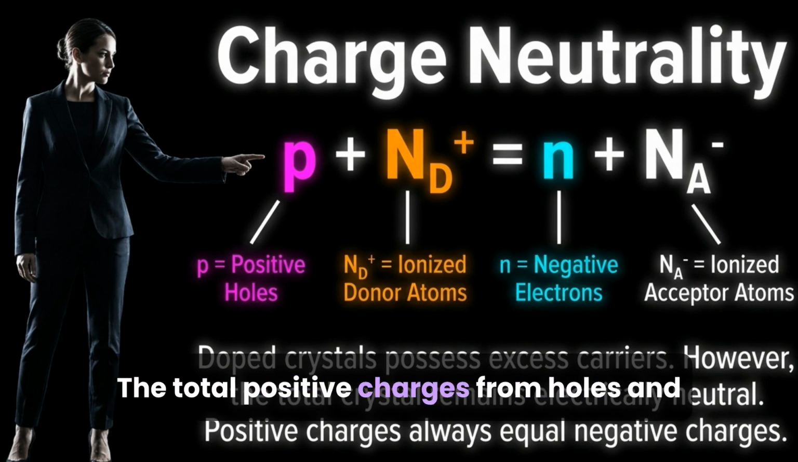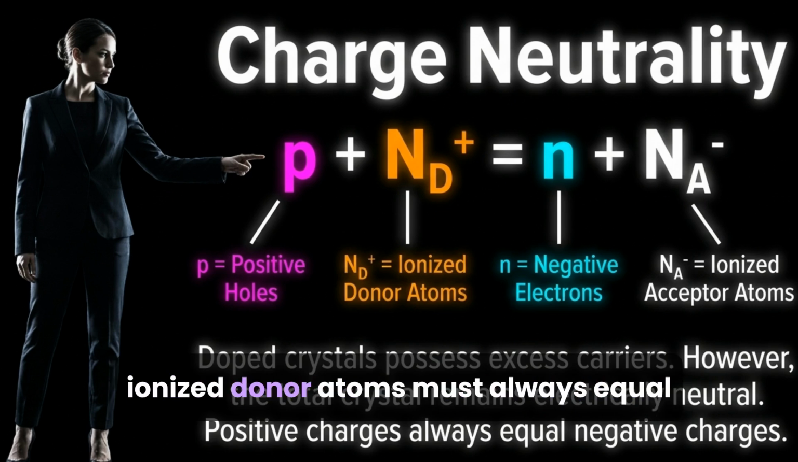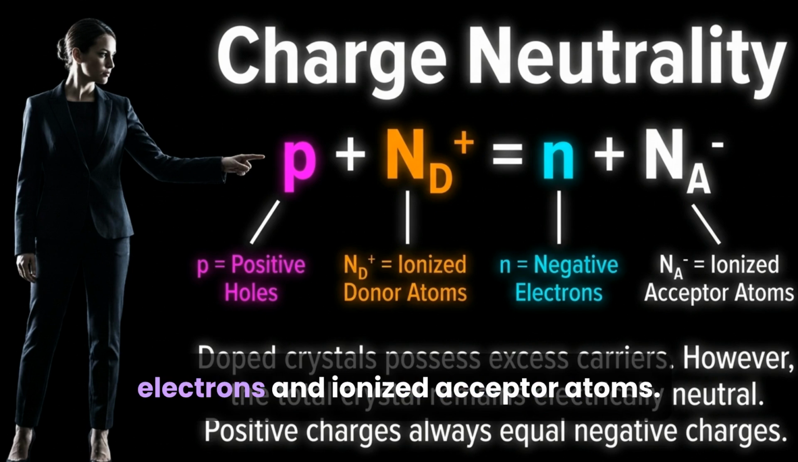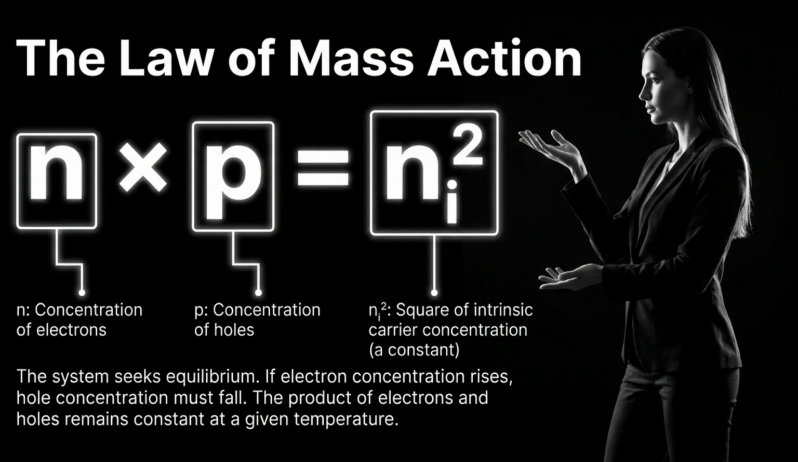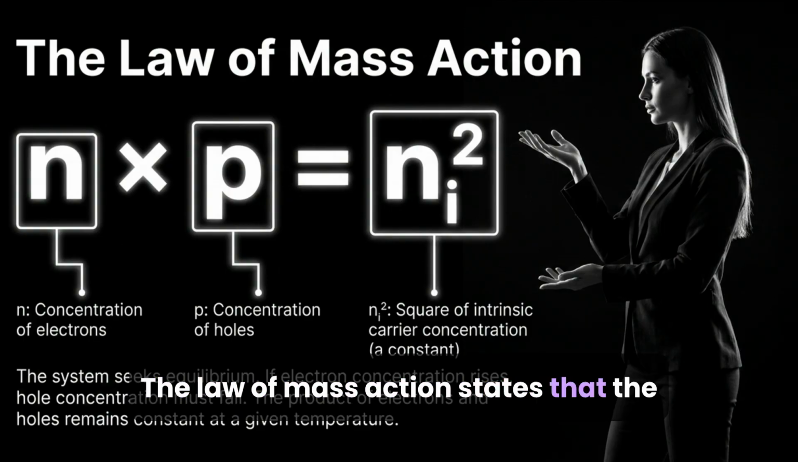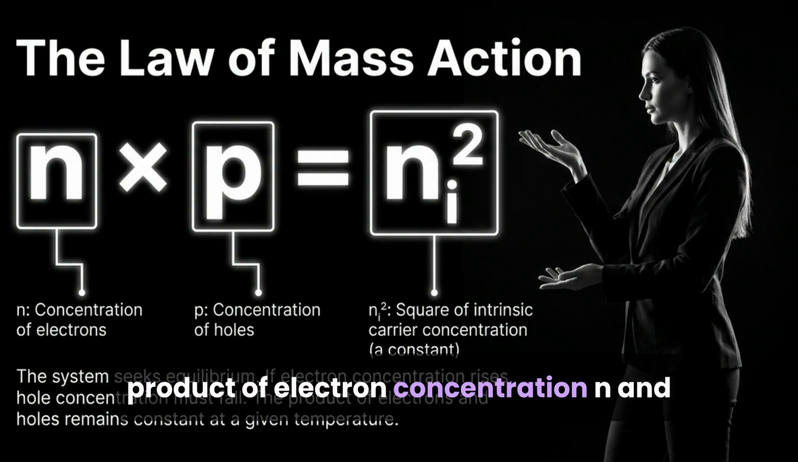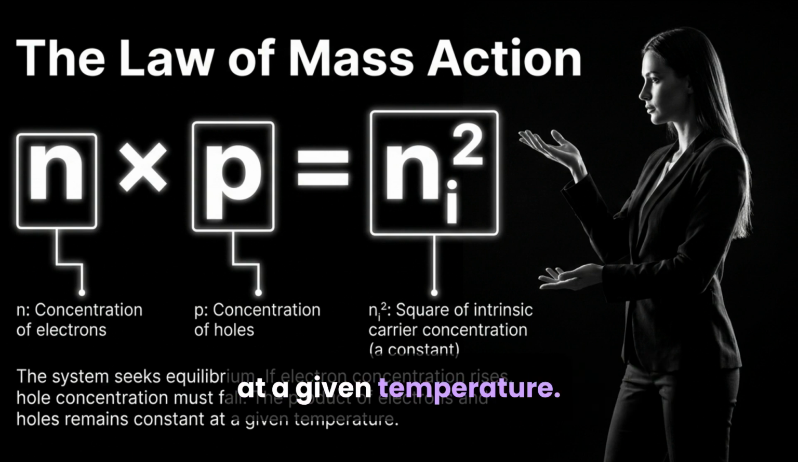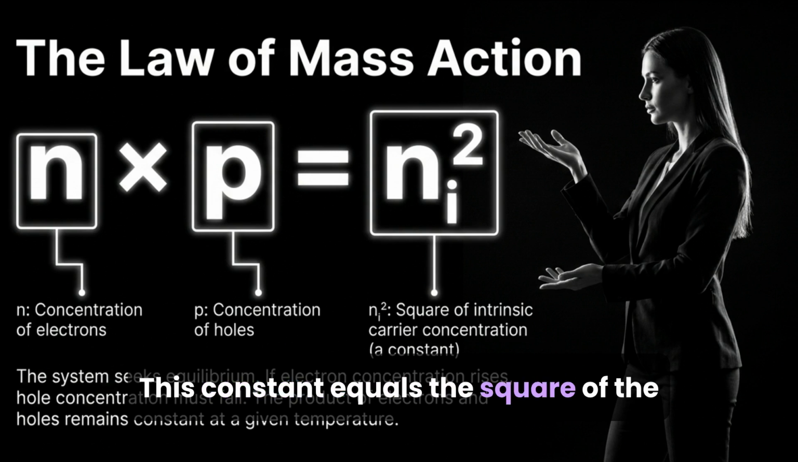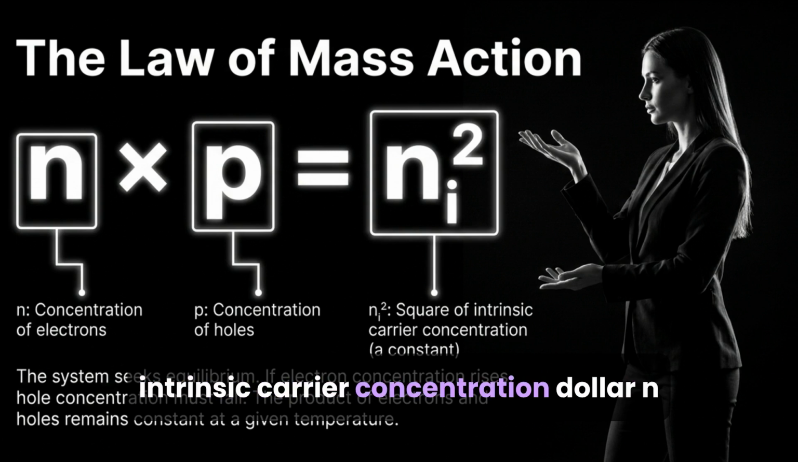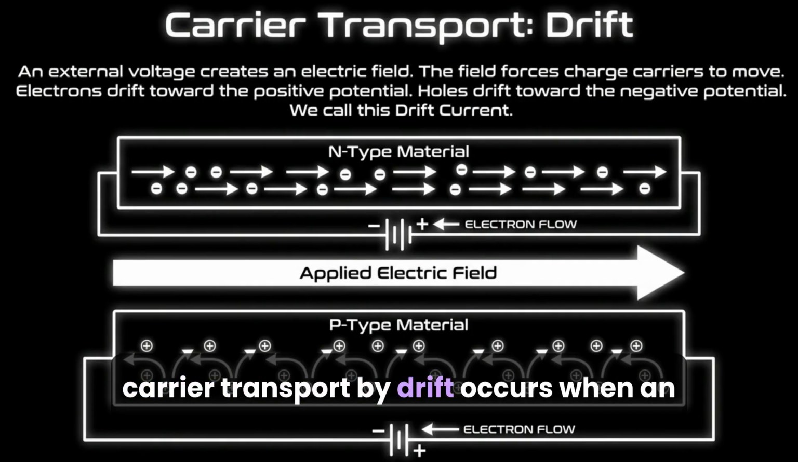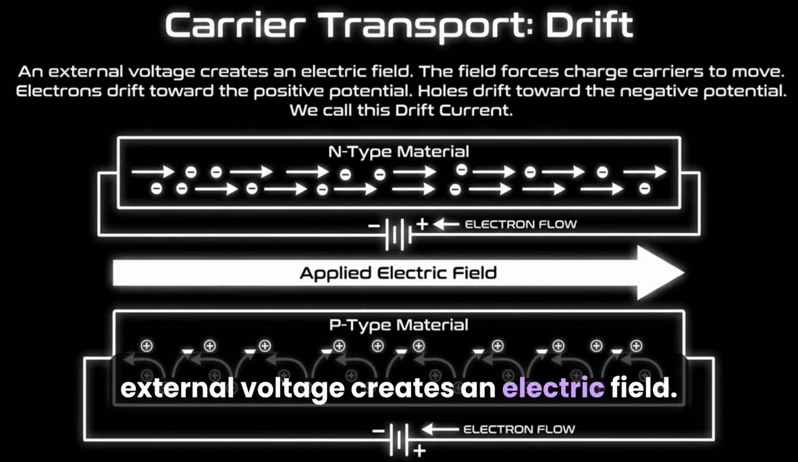The total positive charges from holes and ionized donor atoms must always equal the total negative charges from electrons and ionized acceptor atoms. The law of mass action states that the product of electron concentration N and hole concentration P remains constant at a given temperature. This constant equals the square of the intrinsic carrier concentration, N_I². Carrier transport by drift occurs when an external voltage creates an electric field.